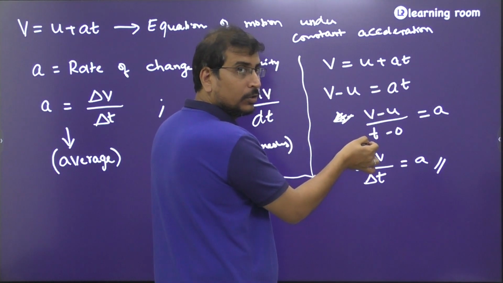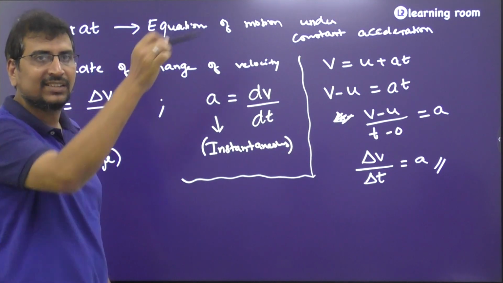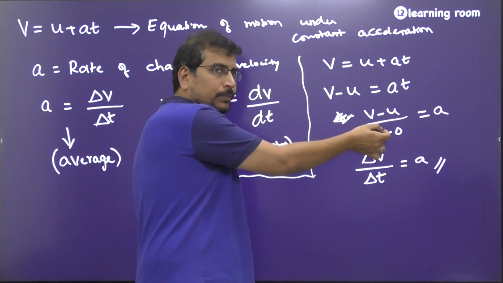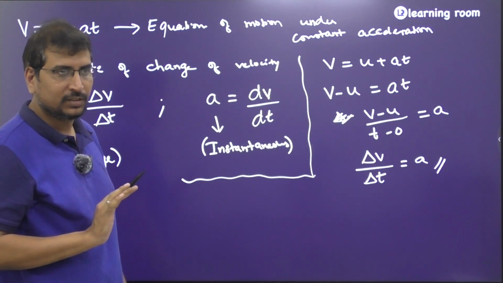Because I wrote only t in the denominator. So if I need a difference, I need a value. I have to write something minus something. The other something is 0. So I wrote it as delta v by delta t as acceleration. As of now, I hope this is clear.